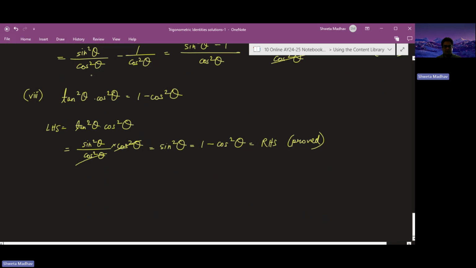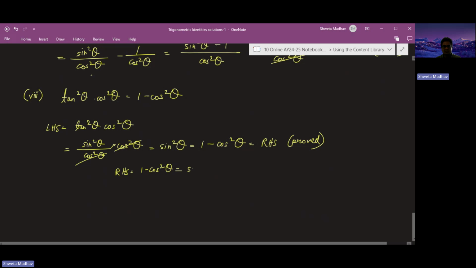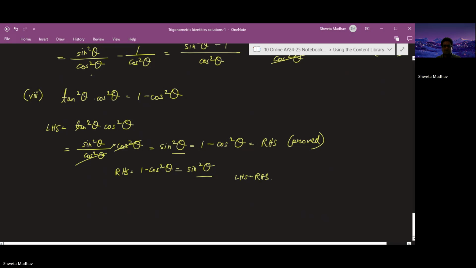Or we can solve it in this way also. We can separately write the right hand side, that is 1 minus cos square theta, and this is also equal to sin square theta. Since the left hand side is also equal to sin square theta and the right hand side is also equal to sin square theta, I will write that left hand side is equal to the right hand side, hence true. So like this also you can solve.